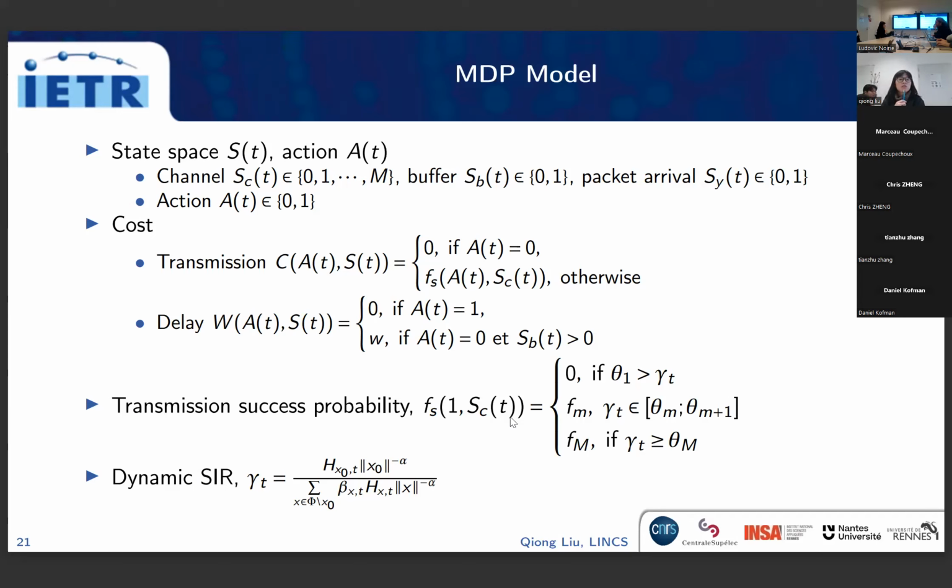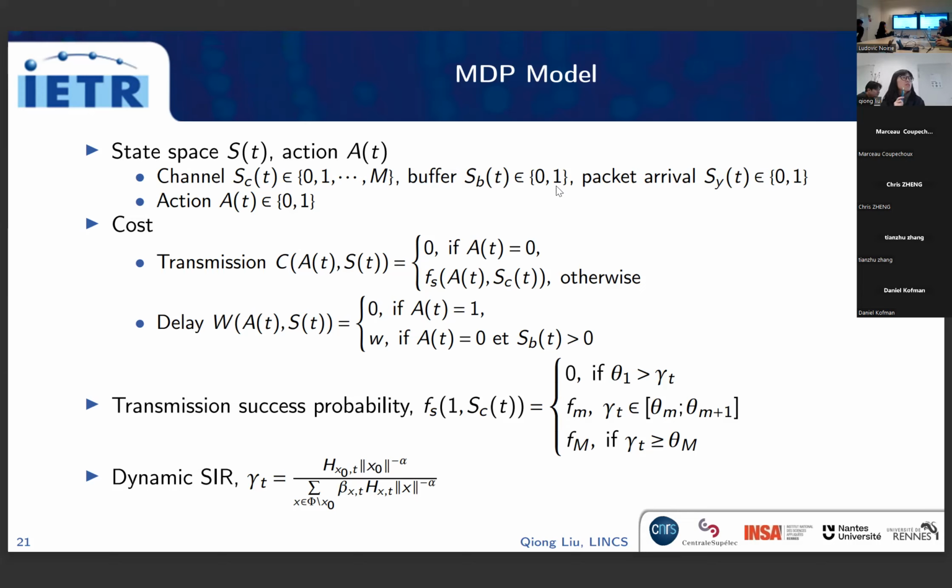In order to simplify the problem, we set the state space in three parts. The first is the channel state. We discretize the continuous SNR into several regions by several SNR thresholds. Here the buffer state is 0 or 1, indicating if there is something in the buffer. And the packet arrival process is 0 or 1, because we use the Bernoulli distribution for the packet arrival process.